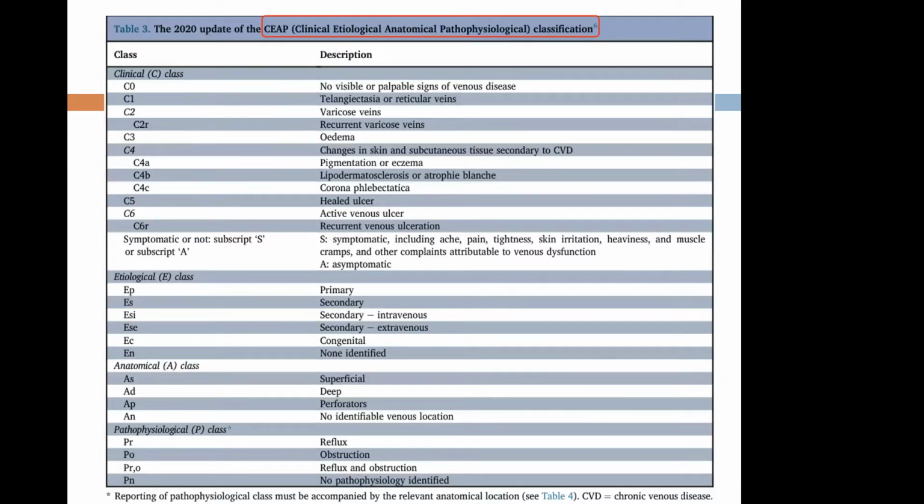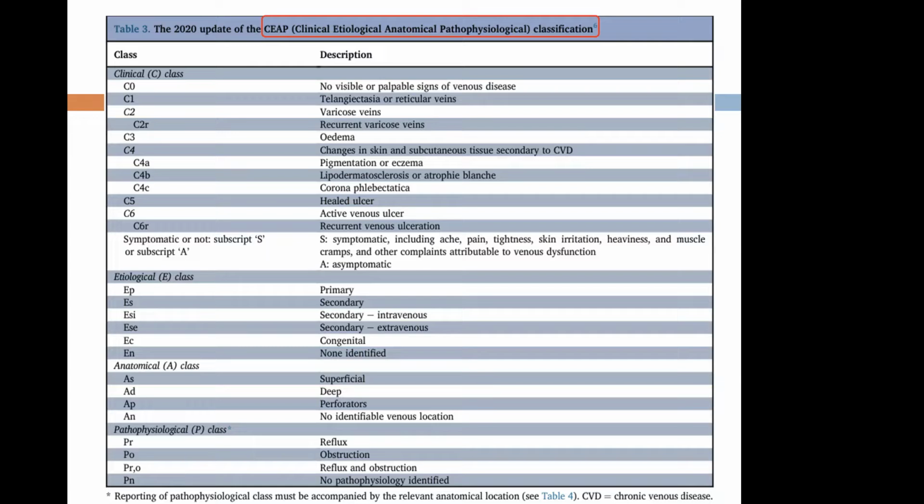Now, once we've assessed the patient clinically and on imaging, we use the CEAP classification to classify these patients. C stands for the clinical component. You have C1 right up to C6 disease, C1 being those patients who have reticular veins or telangiectasia, and C6 being the most severe form, where a patient has an active ulcer. The E stands for etiology, whether the disease is primary, where there's no identifiable cause, or secondary to some form of compression, whether extrinsic or intravenous, or congenital.